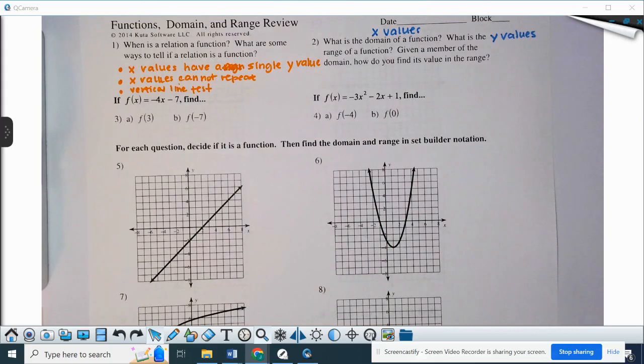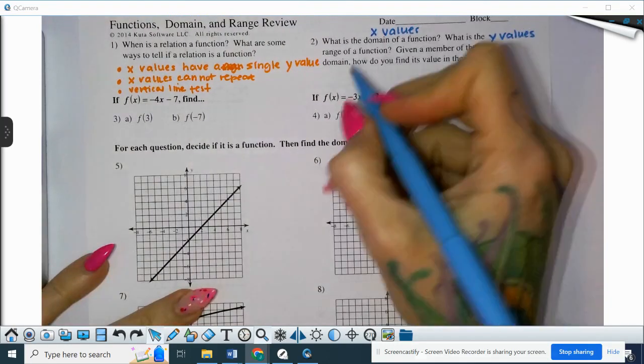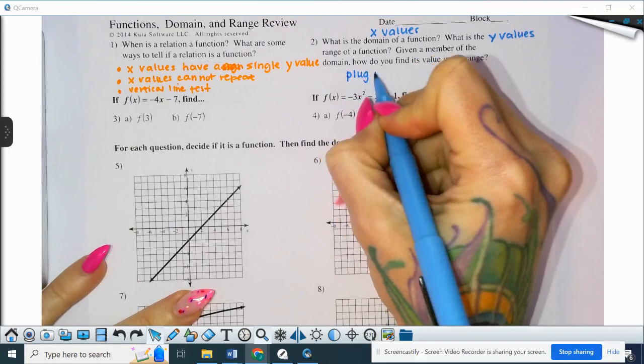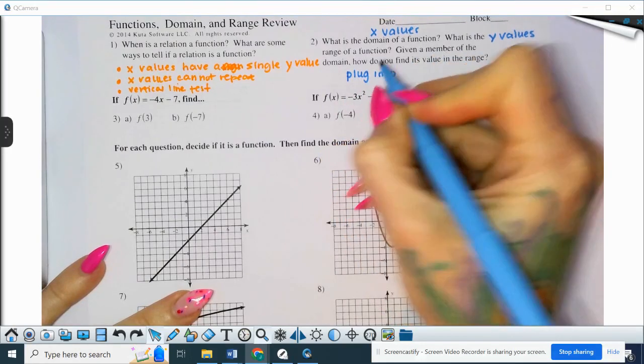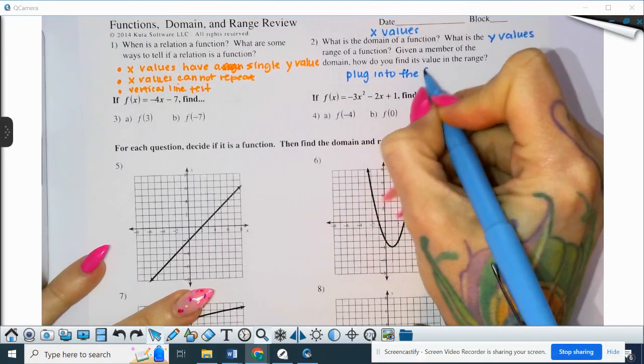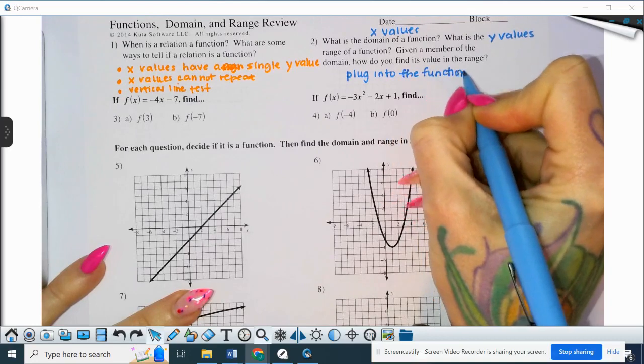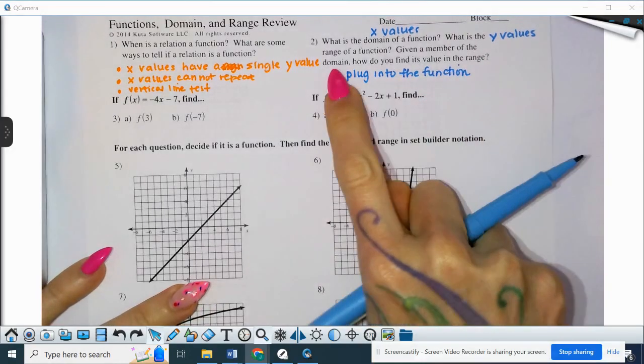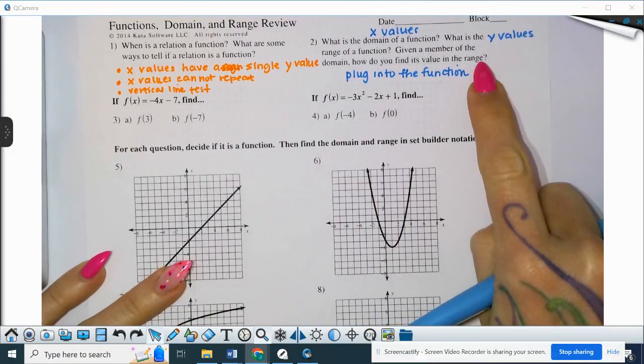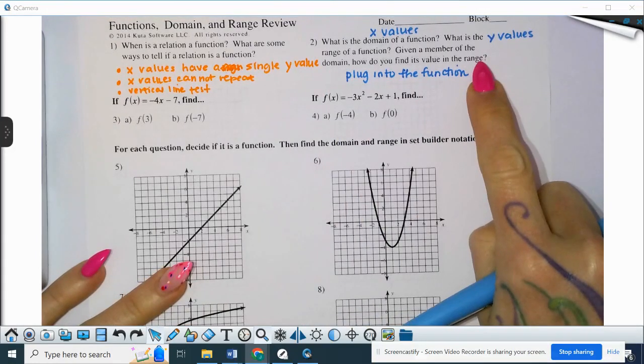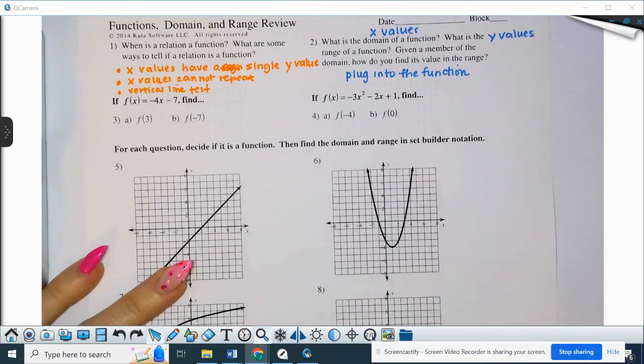Given a member of the domain, how do you find the value in the range? So if I give you an x value, how do you find the y value for that function? We're just going to plug it in. Plug it into the function. Because for every input, that'll be your domain, you'll get one output. So if you're given a domain and asked for a range value, then you're just going to plug it in to solve for that y value.